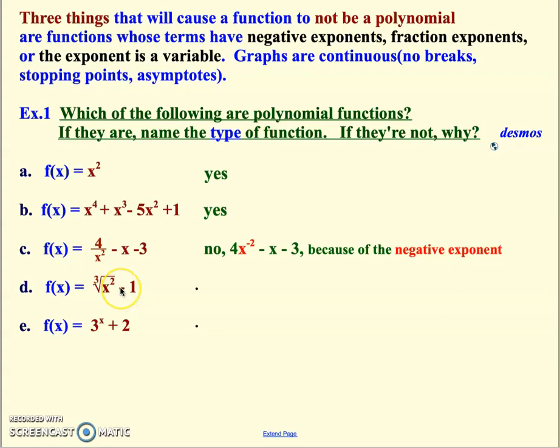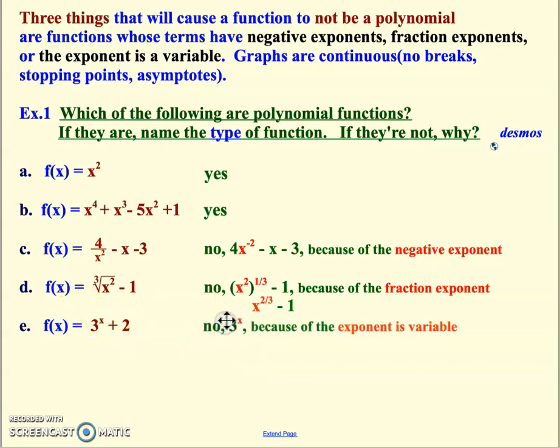This one might look a little bit weird at first, like is it a square root function, but it's really looking like this. If I get rid of my third root, or I shouldn't say get rid of it, but rewrite it, it's a 1/3 exponent, and then 2 to the 1/3 is 2/3. Well, now I have an exponent that's a fraction. That's a disqualifier. And then anytime your exponent's a variable, that's a disqualifier.